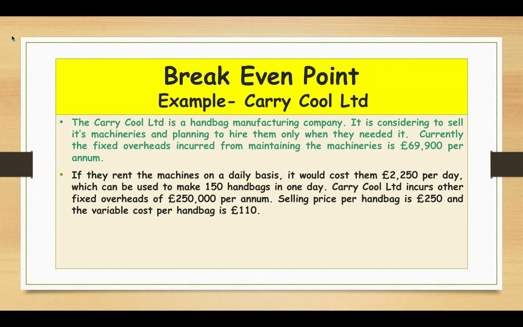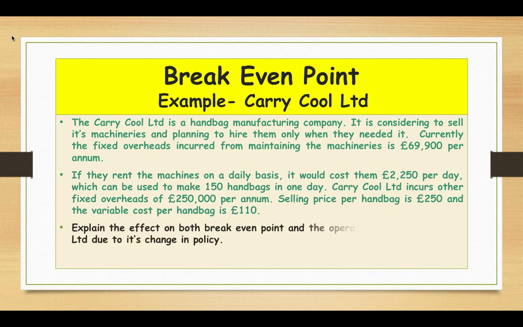Carrico Limited incurs other fixed overheads of 250,000 per annum. Selling price per handbag is £250 and the variable cost per handbag is £110 per handbag. Explain the effect on both break-even point and the operating risk of Carrico Limited due to its change in policy. So here what is happening?